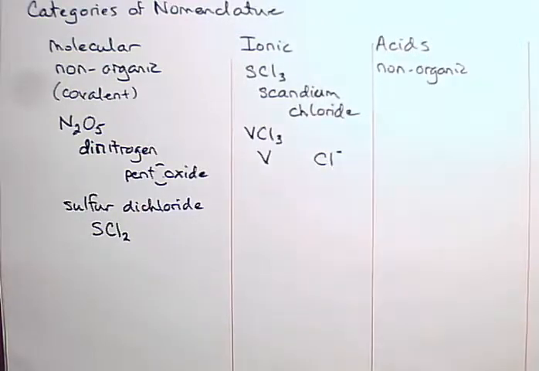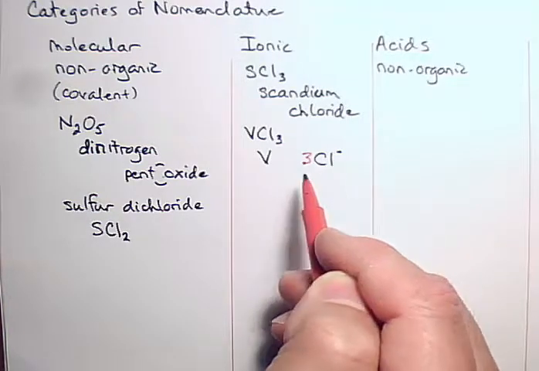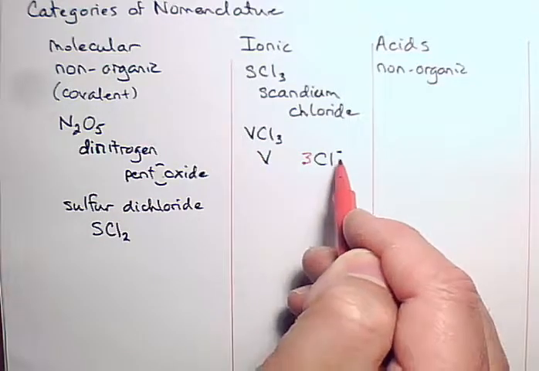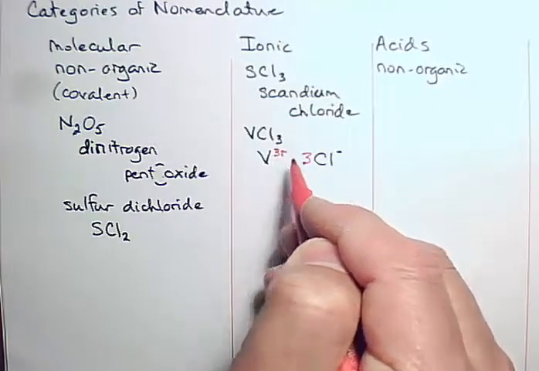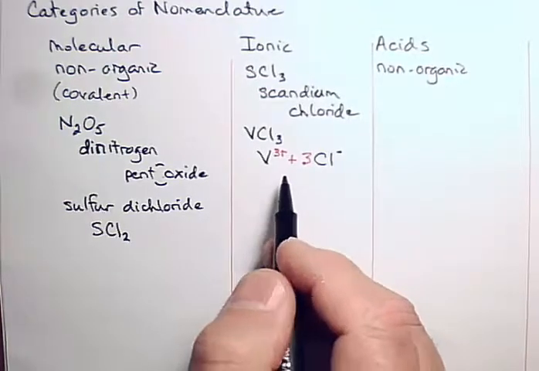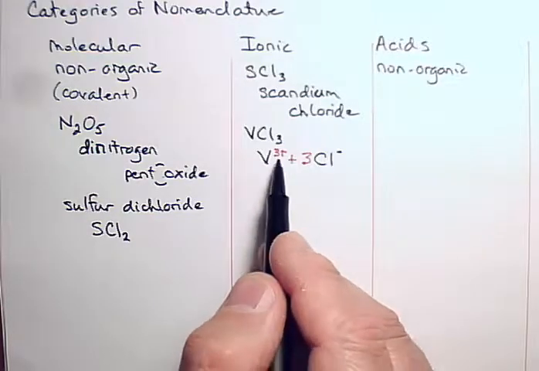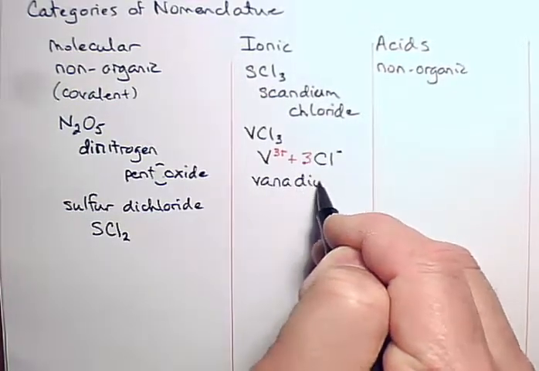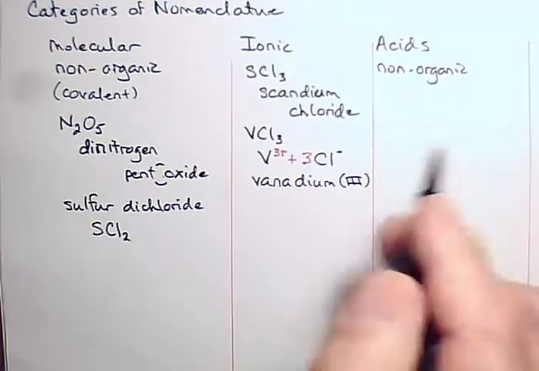So if this is 1 negative, and if I have 3 of these chlorines, that's 3 negative charges. So if I only have 1 vanadium, the only way to get a neutral charge, a 0 charge, is if the vanadium has a 3+ charge. That means this compound is known as vanadium 3 chloride. Vanadium Roman numeral 3 because of the 3+ charge. You only put the Roman numeral if it's an ionic compound?